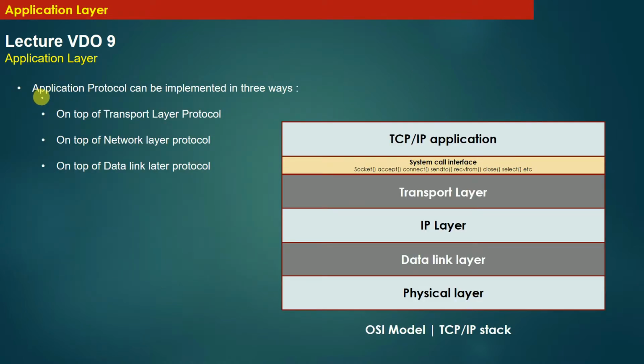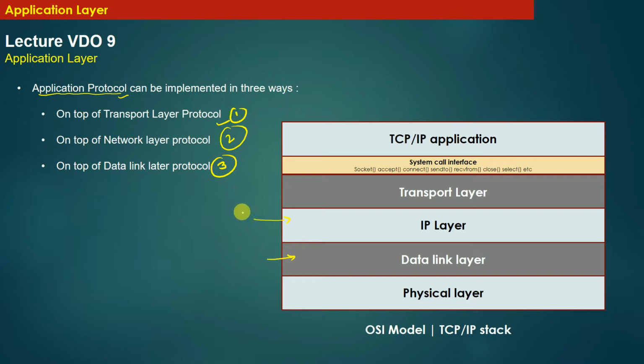So guys, there are three ways to implement your application protocol in the TCP/IP stack. Either you implement your application protocol on top of the transport layer. This is one way of implementing an application protocol. The second way is on top of the network layer in the TCP/IP stack. The network layer is the IP layer. And the third way of implementing the application protocol is directly on top of the data link layer protocol, that is directly over the L2 layer of the TCP/IP stack.